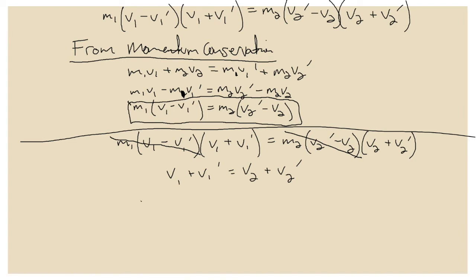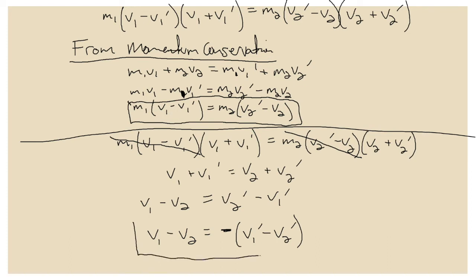And when we do that, we're going to have v1 minus v2. And then on the other side, we'll have v2 prime minus v1 prime. And we're actually going to go ahead and write that like this, just so the order is the same. v1 minus v2 equals the negative of v1 prime minus v2 prime. And that is an extremely useful equation.